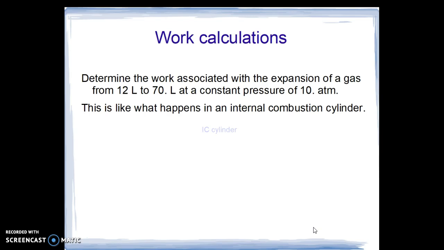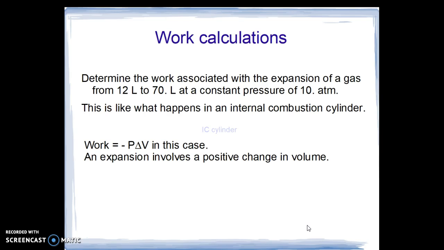Frequently you will see something called work calculations, and let's determine the work associated with the expansion of a gas from 12 liters to 70 liters with a constant pressure of 10 atmospheres. We know from the definition that the work is minus PΔV. Expansions involve a positive change in volume, and so we subtract the 12 from the 70, multiply by the 10 and the negative, and we get negative 580 liter atmospheres. There are two significant digits here.